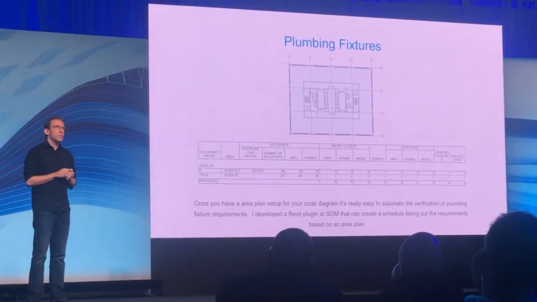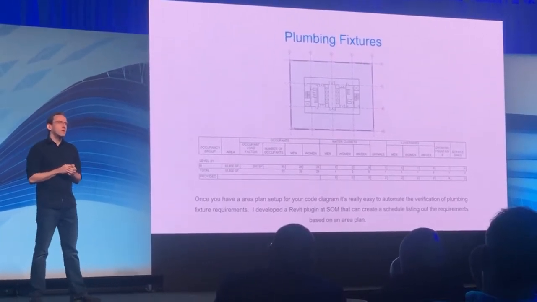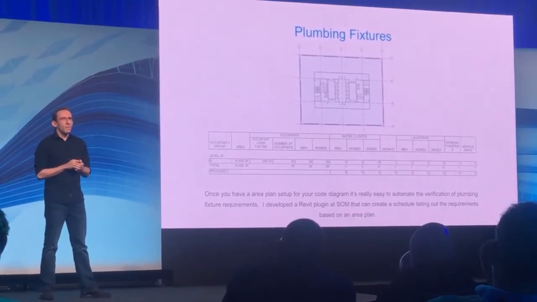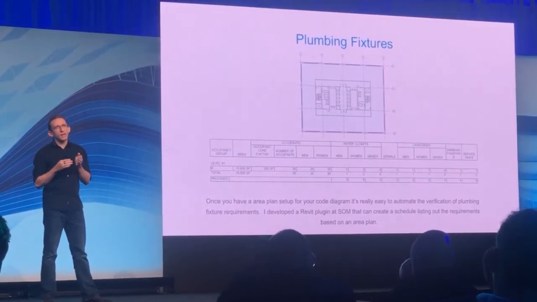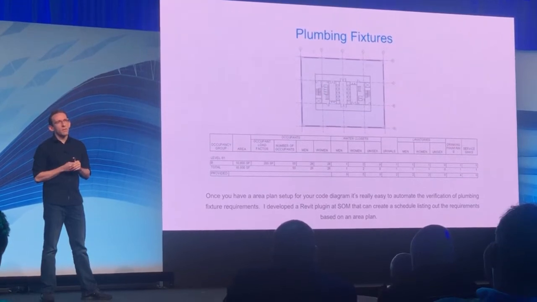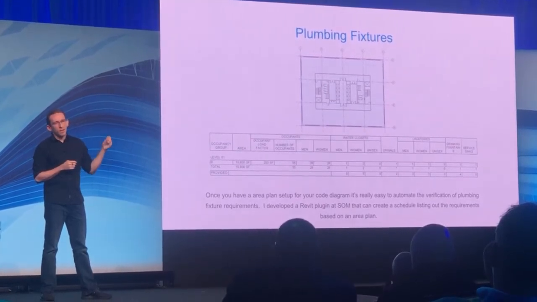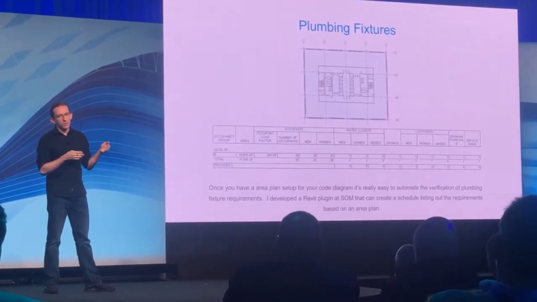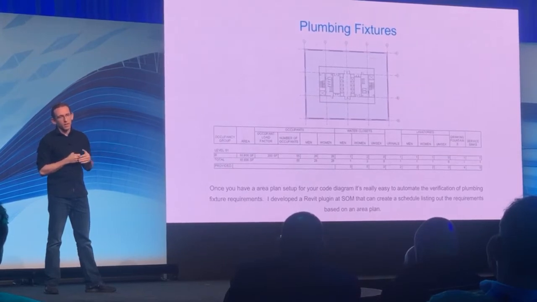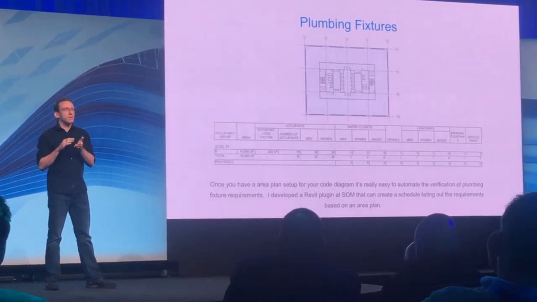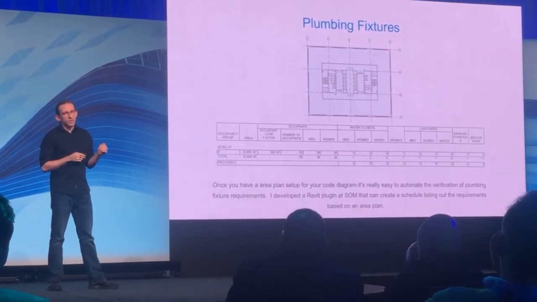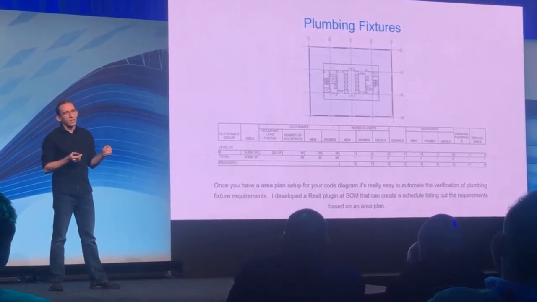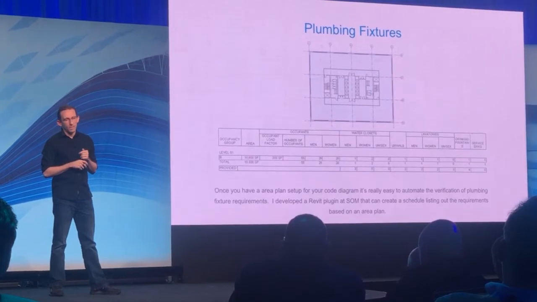This is also pretty easy to automate because usually the requirements are pretty simple. Once you set up your code diagram area plans, you can use the areas and occupancies from those plans to automatically generate a schedule that shows the required plumbing fixtures. So you can see here, this is what I developed at SOM, an add-in that can take those code diagram area plans and use them to generate a schedule. You can also schedule the existing plumbing fixtures to compare with, to make sure that you're meeting code.